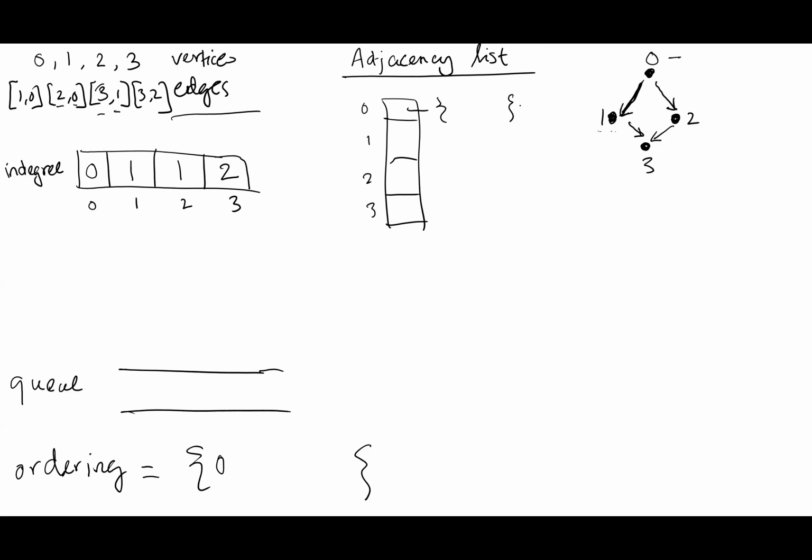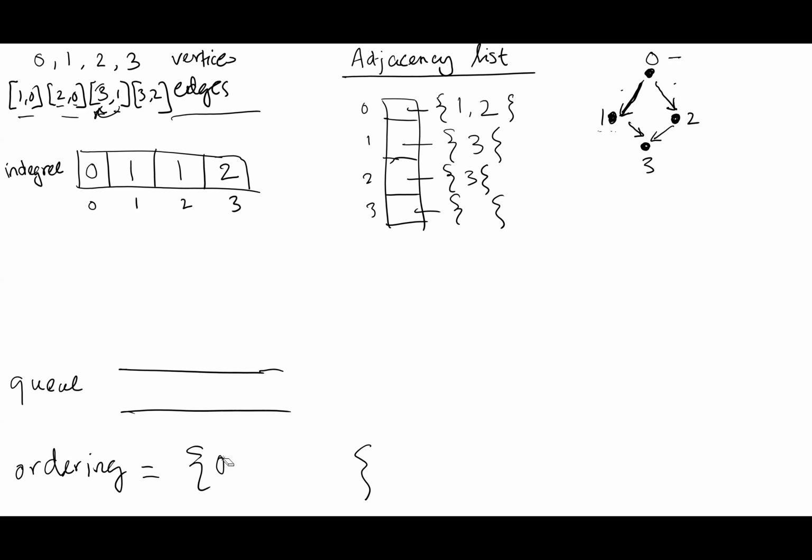So what are the neighbors of 0? The neighbors of 0 are 1 and 2, and you can see that here from the graph as well. One's neighbor is 3. So this is 3. 2's neighbor is also 3. And 3 doesn't have any neighbor, so it's an empty list.